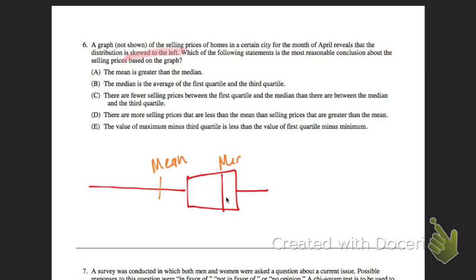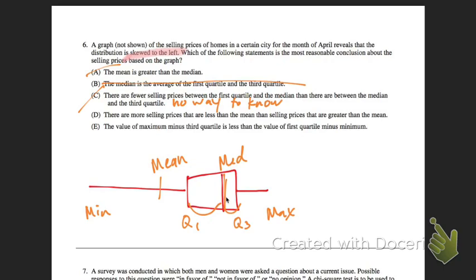So the mean, median, and then Q1, Q3, max, min. So if I were just to label. So not A. Median is the average of the first and third quartile. No, not the average, it's the midpoint. There are fewer selling prices between first and median than there are between median and third. That could be true, but it isn't necessarily true. There's no way to know this. While it could be true, there's no way to accurately tell because the median could be here, here, here, here. We don't know where the median is relative to the first and third quartile. So we can't prove C.